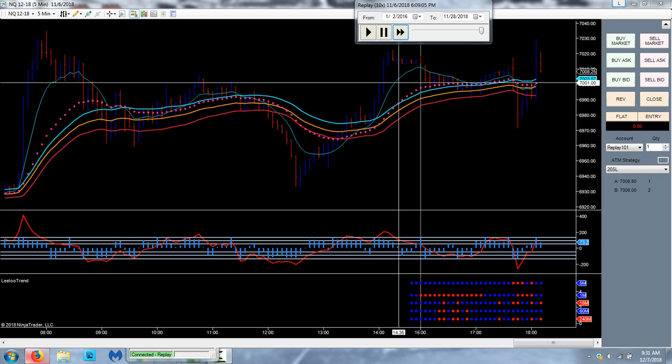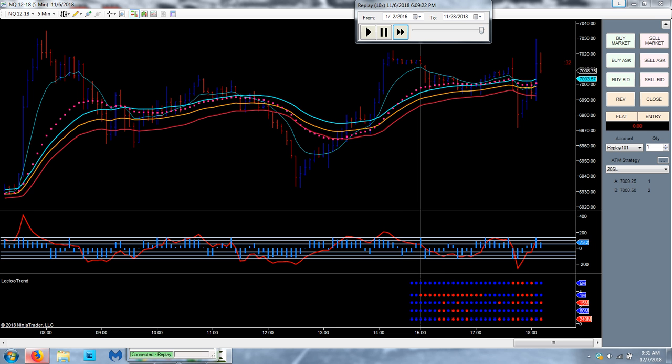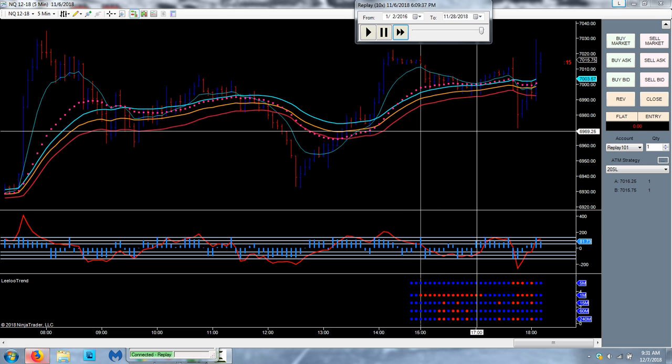Okay, this is a 5-minute time frame chart in QQQ, and we're going to each side of the 34 EMAs, distribution.